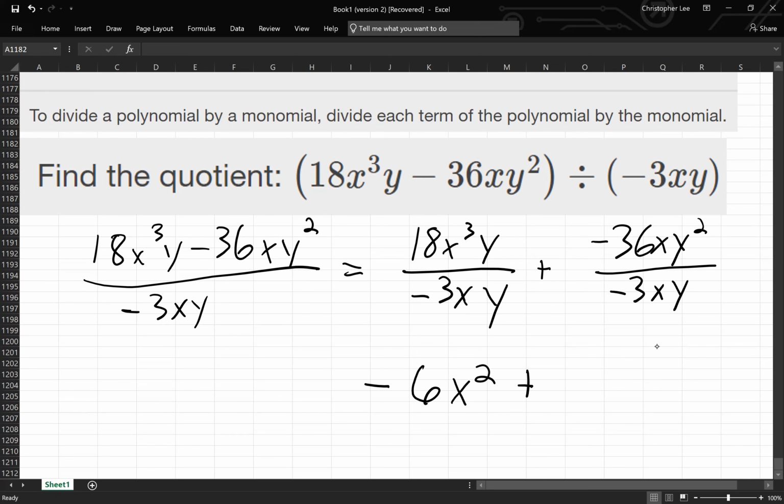Plus, a negative divided by a negative is a positive. 36 divided by 3, what's that? 12. The x's cancel, the y will cancel, leaving back just y to the 1 power. And this will be my final answer.